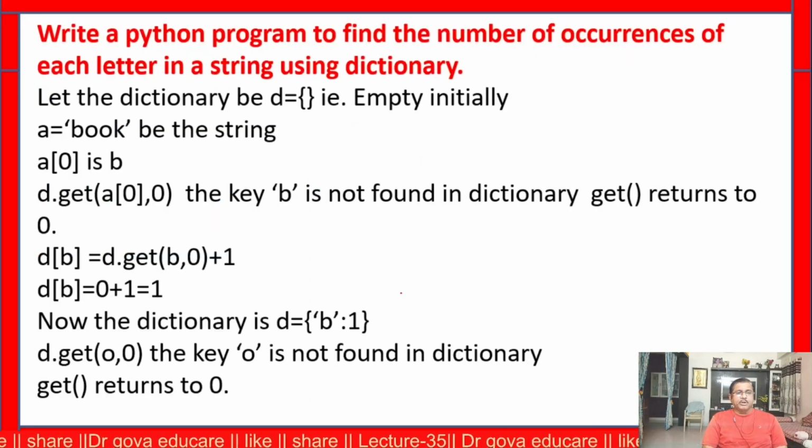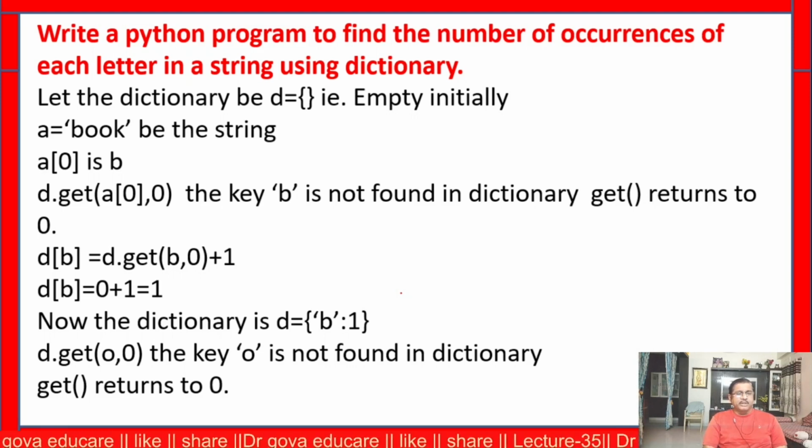Write a Python program to find the number of occurrences of each letter in a string using a dictionary. Suppose the string is book. I want to print how many times the first character B is present in the string. Next, O, how many times present in the string. K, how many times present in the string.